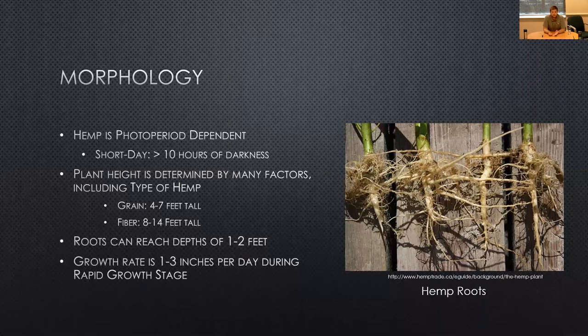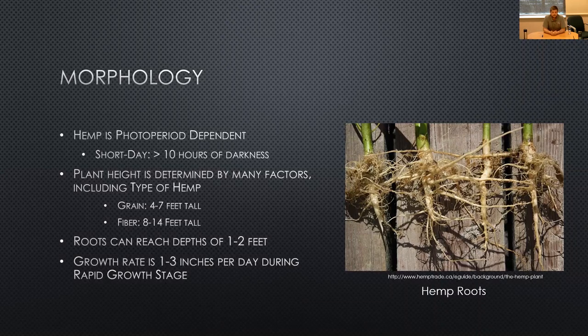Plant height is usually determined by many environmental factors, but very specific to the type of hemp being grown. For grain type varieties, we usually see a height in that 4 to 7 feet tall range. Fiber is generally in that 8 to 14 feet, but we can see fiber crops reach a height of 18 to 20 feet in some cases. Roots will typically reach depths of 1 to 2 feet. On wet years, we're going to see them shorter. On drier years, they're likely getting to be longer than that. So just kind of a range there.